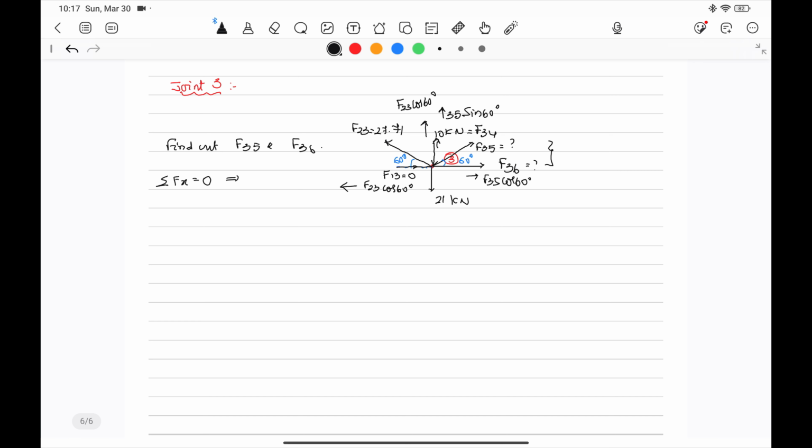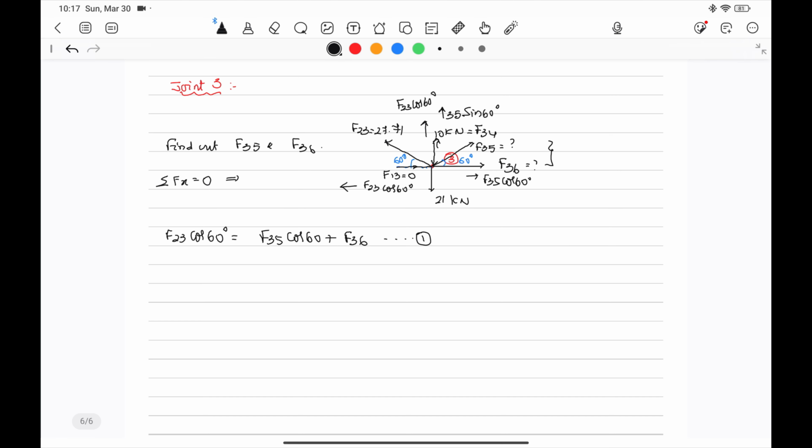Now let's go for sigma Fx. What are the forces acting in the left hand direction? Left hand direction forces are 0. Only 1 is there. That means left hand side force F23 cos 60 is equal to right hand side forces. What are the right hand side forces? F35 cos 60 plus F36, from the assumed directions. This is equation 1.